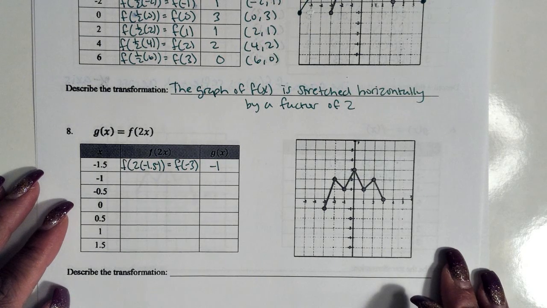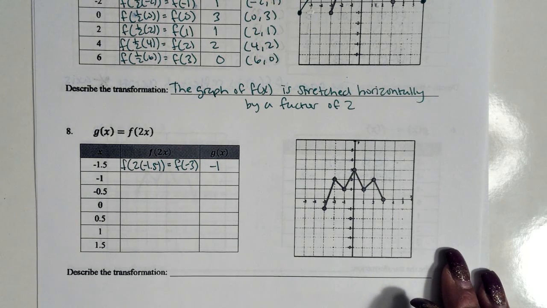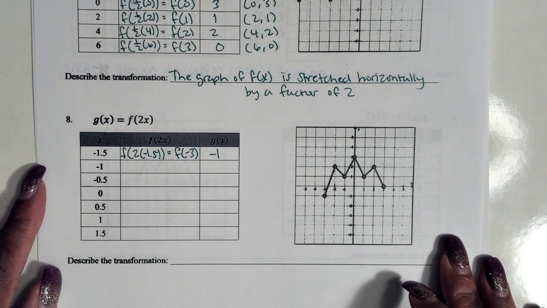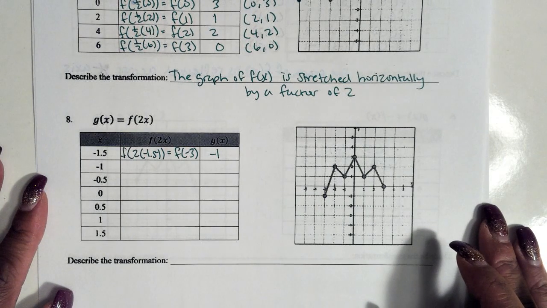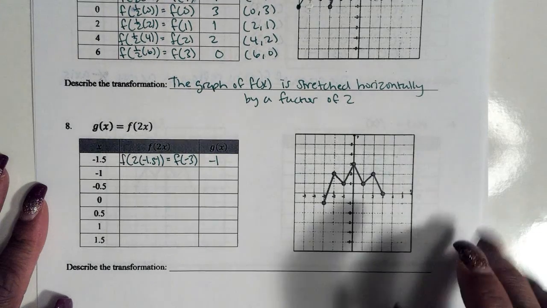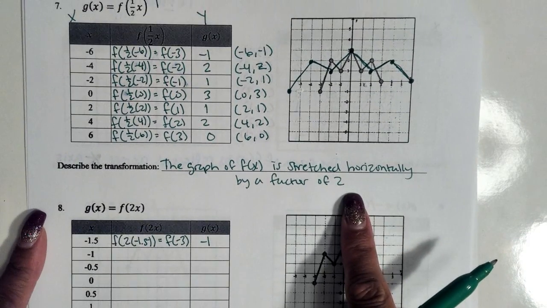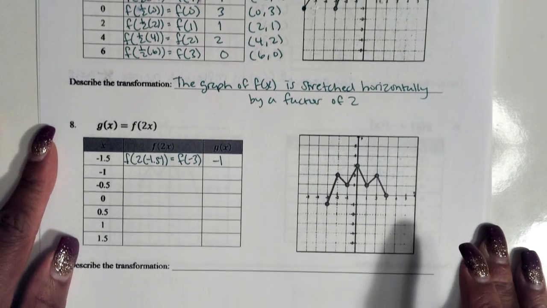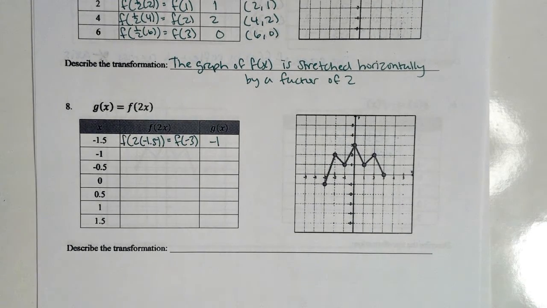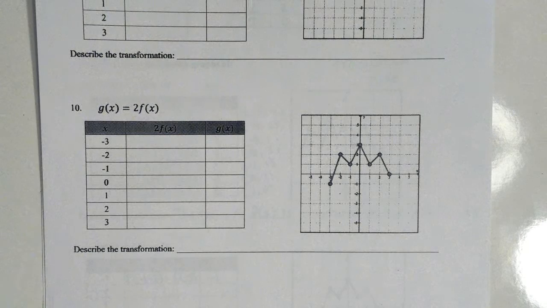So this is the moment where I'll give you time to pause so you can complete number 8 as shown below and describe its transformation, whether it's stretched horizontally or you can say compressed. Remember, we said the factor of 2 because it is the reciprocal of 1/2. So be very careful on how you're describing your transformation. Okay, at this point, you would have completed number 8 and told me what the transformation was.